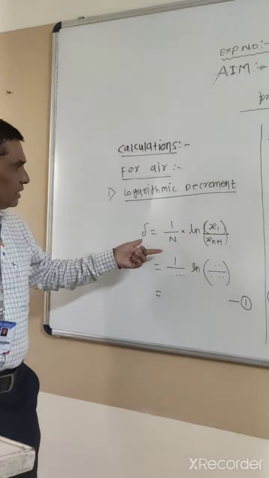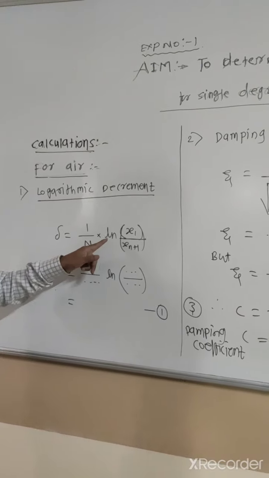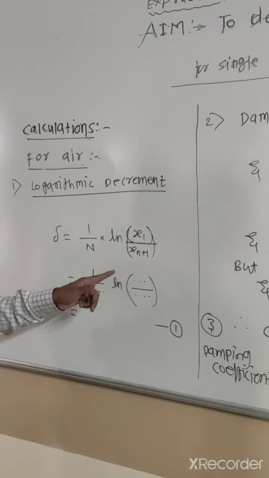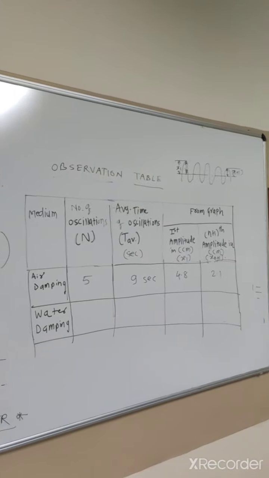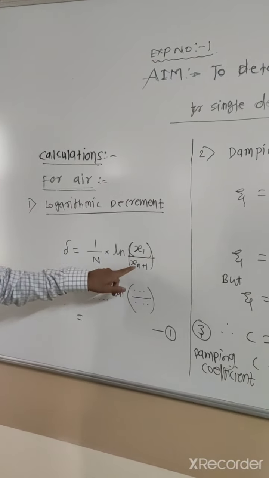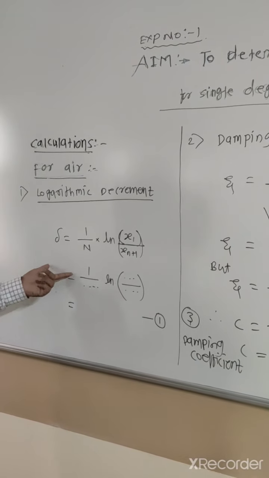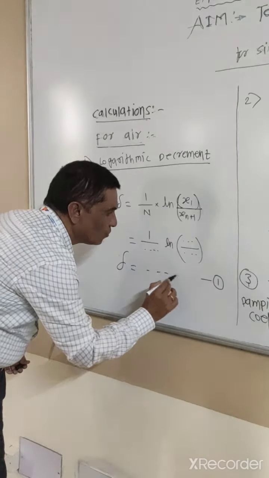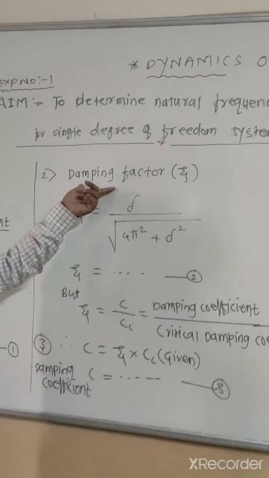Now it can be denoted mathematically, delta equals 1 upon capital N multiplied by the logarithm of x1 upon x(n+1). Now x1 we have already got from that table. From the graph, we have already calculated the x1 value, suppose say 4.8, and x(n+1) is 2.1. Now if you do the calculation for delta, we get the delta, say equation number 1.